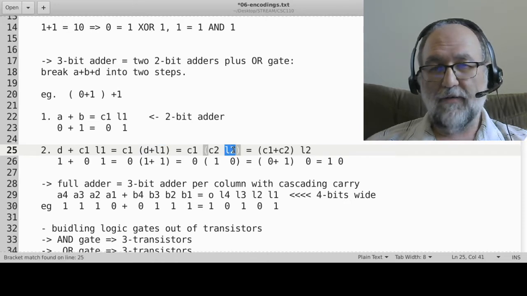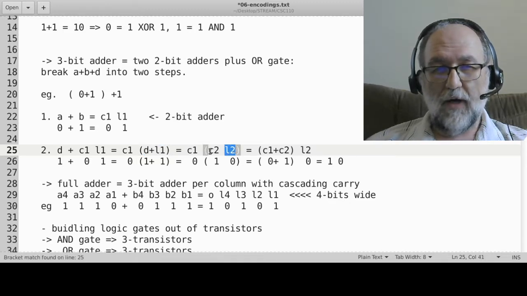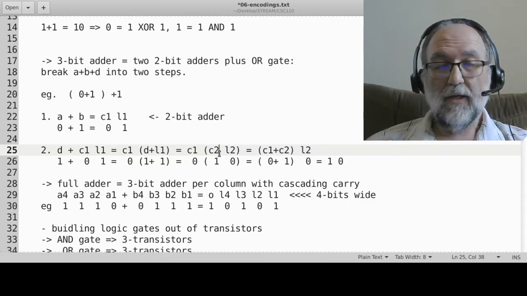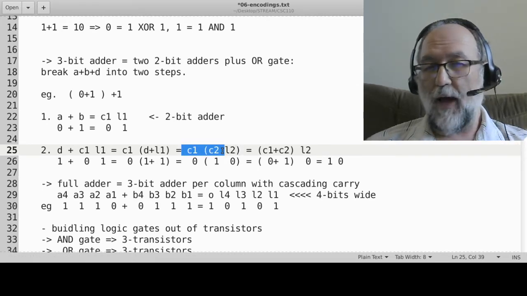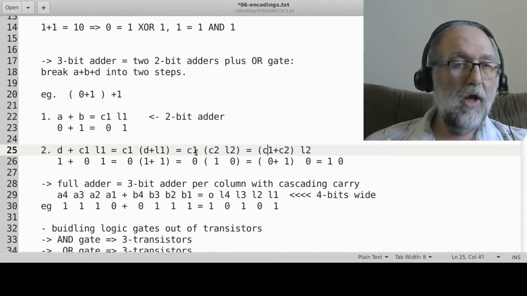So L2 is the least significant figure from the addition of D plus L1, and C2 is the carry. Okay, so again, we add D plus L1, and we get the least significant figure L2 and a carry C2, like that, okay? And I call them C2 and L2 because this is the addition from the second. Those are the carry and least significant figure from the second addition. But they're still the carry from the first addition, and we can combine it with the carry for the second addition, and that's what we do there. And once we combine those two, we get our answer, okay?